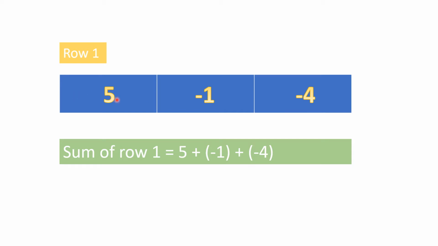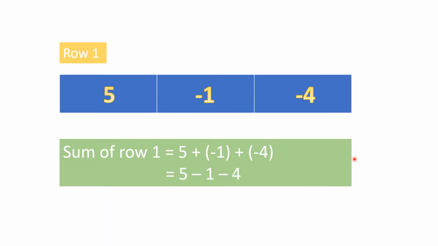In row 1, as you can see, there are 3 elements, 3 cells: 5, -1 and -4. We need to find the sum of row 1. So we take 5 plus -1 plus -4, as we are finding the sum. In the next step, we simplify it using the rules that we have studied in the class. Plus minus becomes minus, and plus minus becomes minus again. The numbers will remain the same. Now we have 3 numbers, so in the next step, we will take 2 numbers, solve them, and carry the remaining one along.